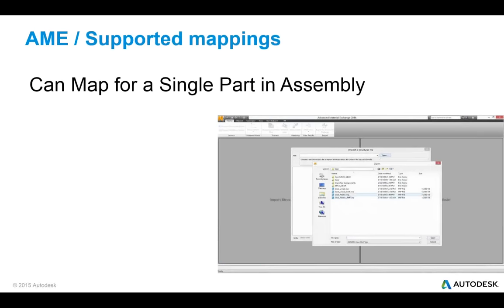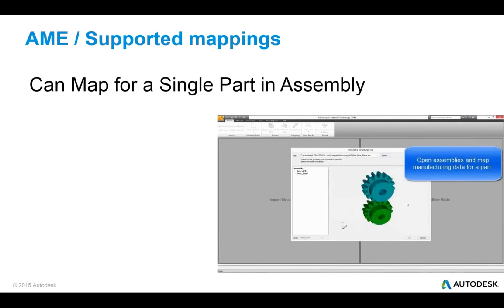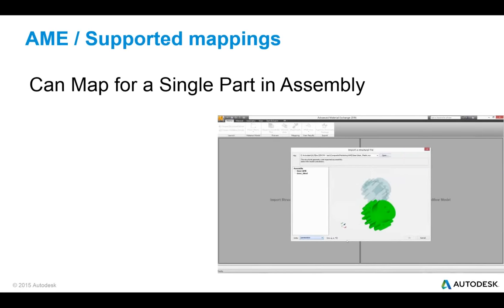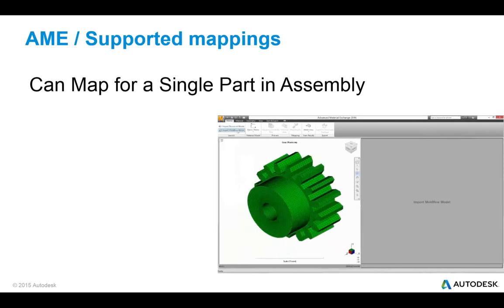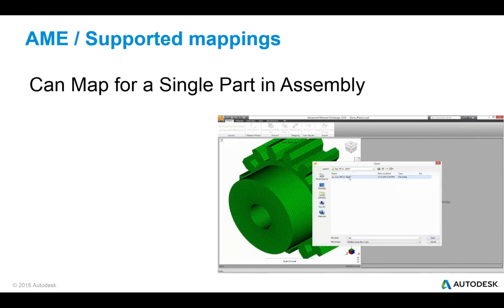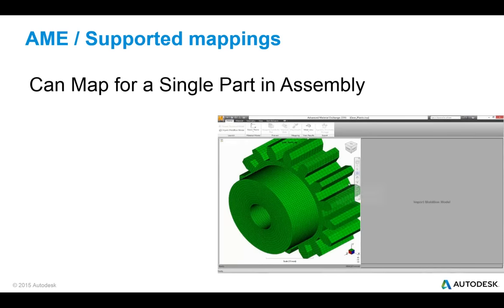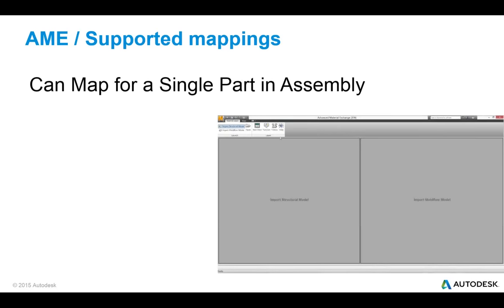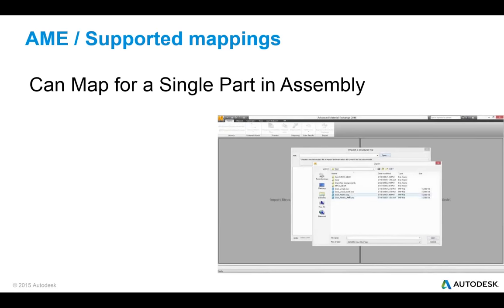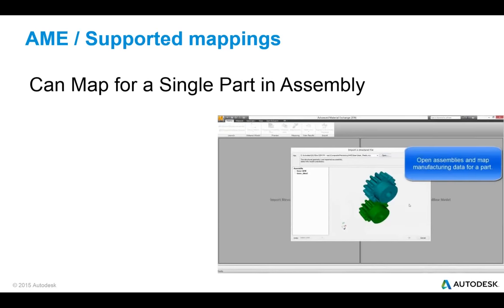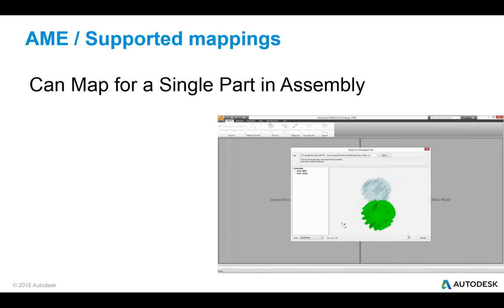All right, so let's talk about supported mappings. We can map a single part from an assembly, and I think that's pretty important and something a lot of people get confused about: we can actually bring in an assembly to Advanced Material Exchange, but we can only map data for one of those parts. A lot of the time we'll see an assembly made of steel and plastic parts, maybe just one of them is plastic. So we can map data for the plastic part and keep the steel as it is, like we're doing here.